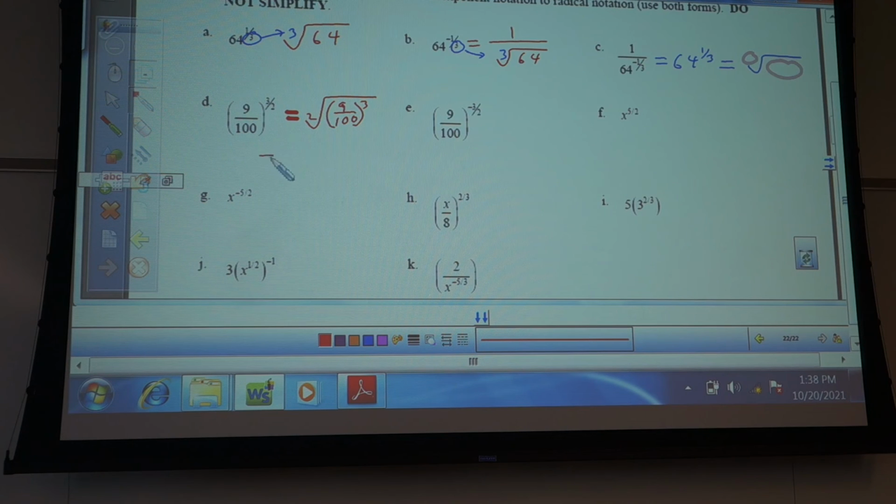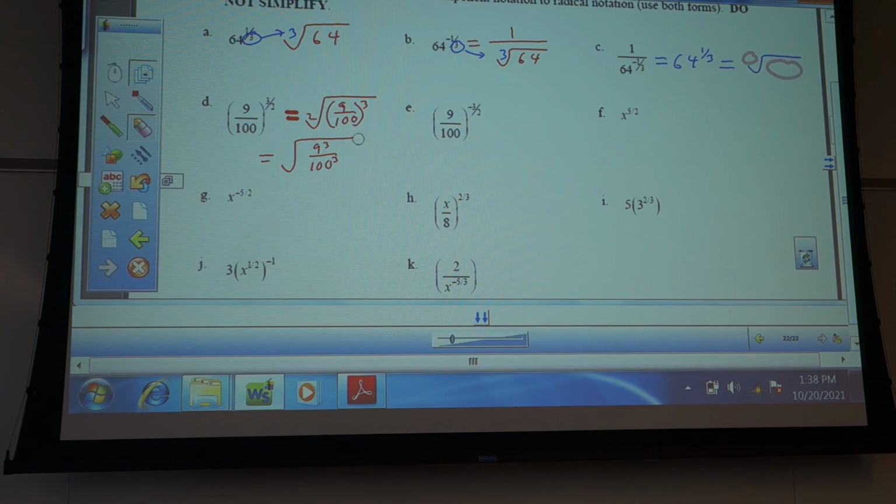Or you could have done it this way. 9 to the third over 100 to the third, without the brackets. You could do it that way too. Or you could also do it this way. Square root of 9 to the third over square root of 100 to the third. Any one of those is fine.